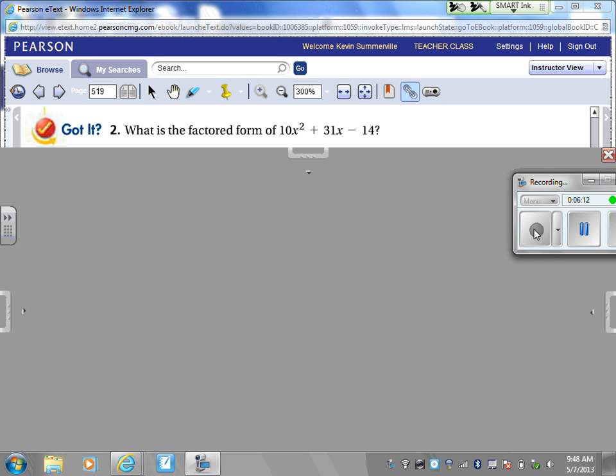Let's take a look at got it number 2. This time I'd like you to take the whole equation, 10x squared plus 31x minus 14, and go through all the steps that you did in the problem before to come up with your final answer. I'll show you what your final answer will be, but you need to tell me and show me the steps you took to solve that problem. So go ahead and work on that problem.